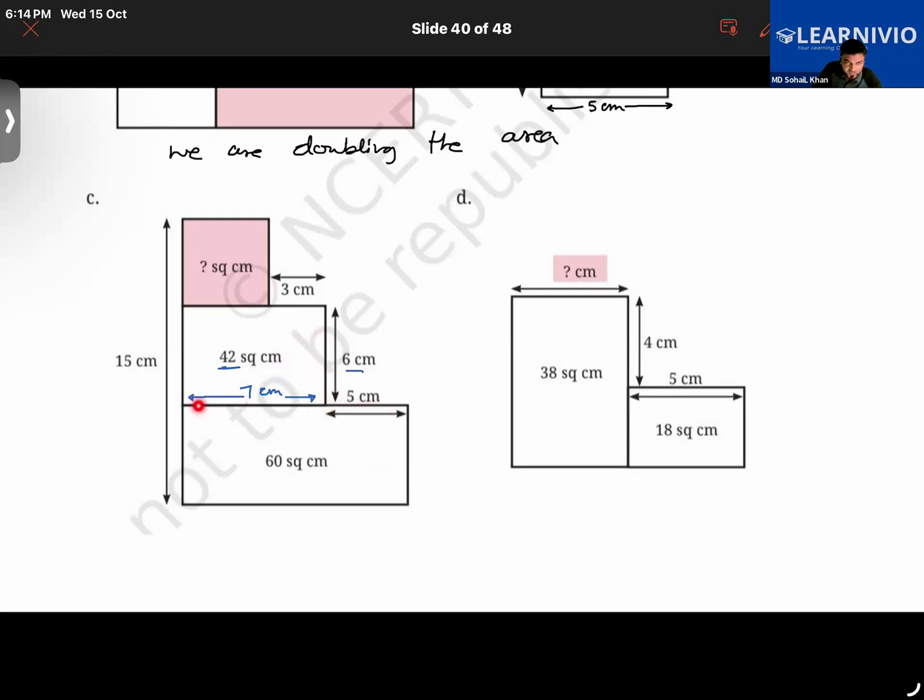So this entire side is going to be 7 plus 5, hence going to be 12 centimeter. Yes or no? 12 centimeter. This entire side is 12. And the area is 60 square centimeter.